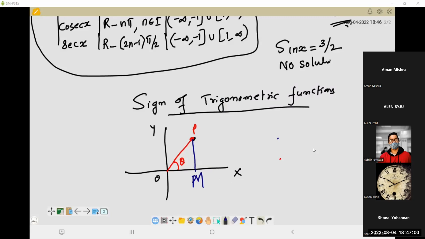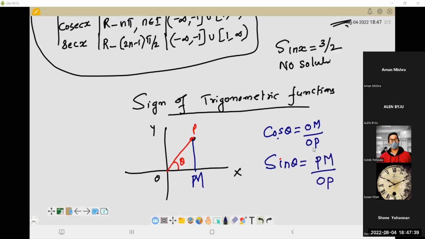Now look here. What is cos theta? Cos theta will be adjacent side by hypotenuse. What is the adjacent side? OM. And the hypotenuse is OP. What about sin theta? Sin theta will be opposite side by hypotenuse, so sin theta will be PM by OP.